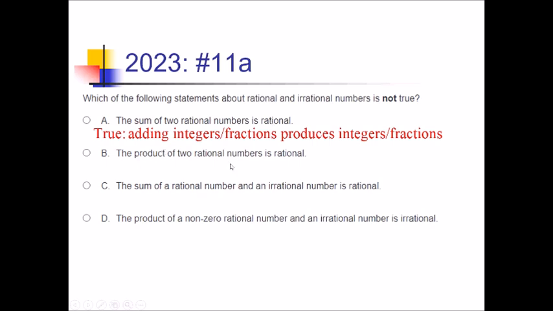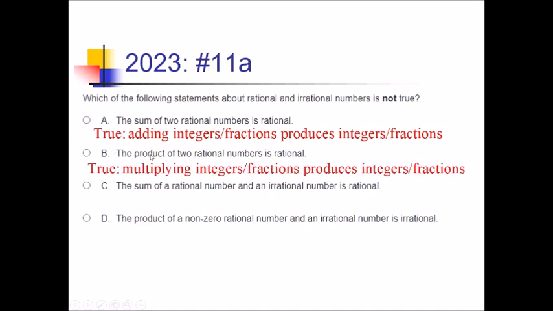Next one, the product of 2 rational numbers is rational. Well, if you multiply whole numbers or fractions or integers and integers and fractions, any of those, you're going to end up with something that is either an integer or a fraction. Multiplying 2 fractions together, we just multiply straight across, and we end up with another fraction. So this is also a true statement. Multiplying integers and fractions produces more of the same. So it's going to be C or D now that it's down to. So for C, the sum of a rational and an irrational number is rational.